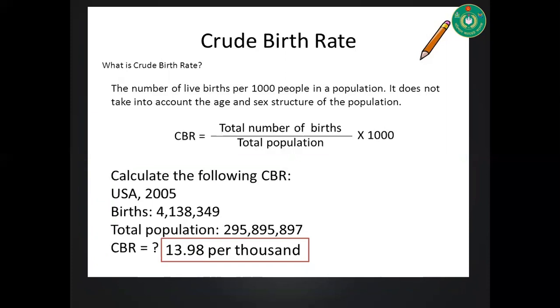Now, crude birth rate. Dear cadets, what is crude birth rate? Crude birth rate, CBR, equals total number of births divided by total population, times 1,000. That is the number of live births per 1,000 people in a population. It does not take into account the age and the sex structure of the population.